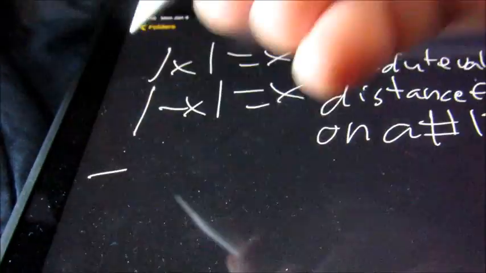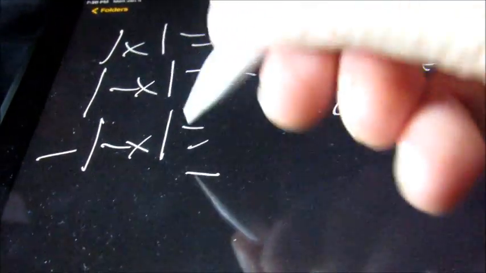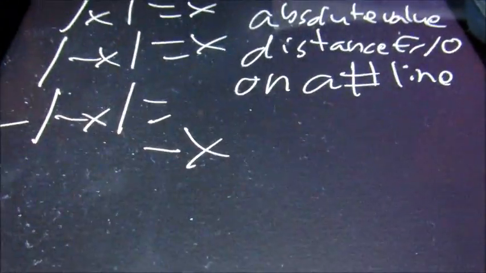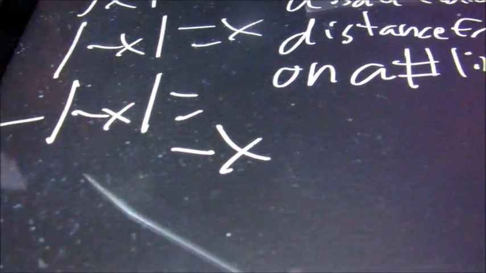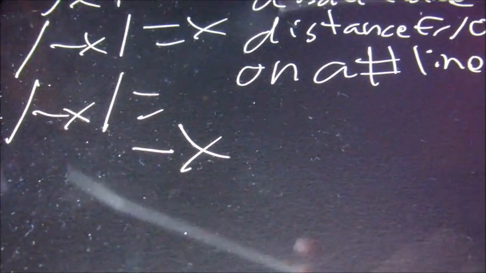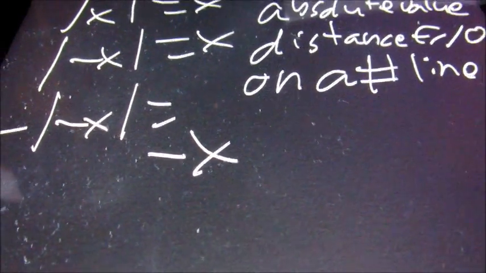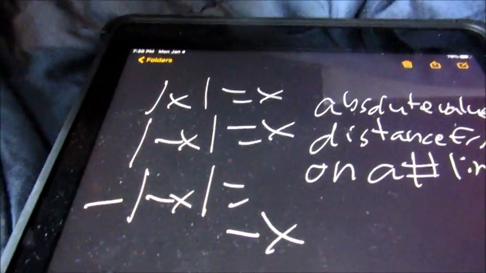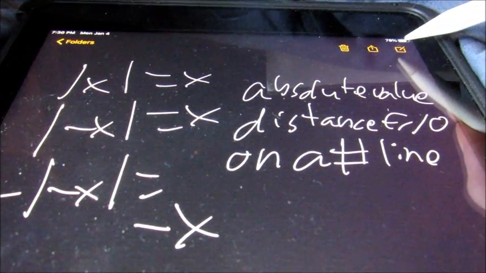But if we have a negative on the outside, that negative stays there, but what's inside becomes positive always, so it becomes -x. This is the part that some people will miss because they remember that it needs to be positive, but it's just what's inside the absolute value signs is always going to turn positive, even if it started positive. It's a little bit different than the parentheses.